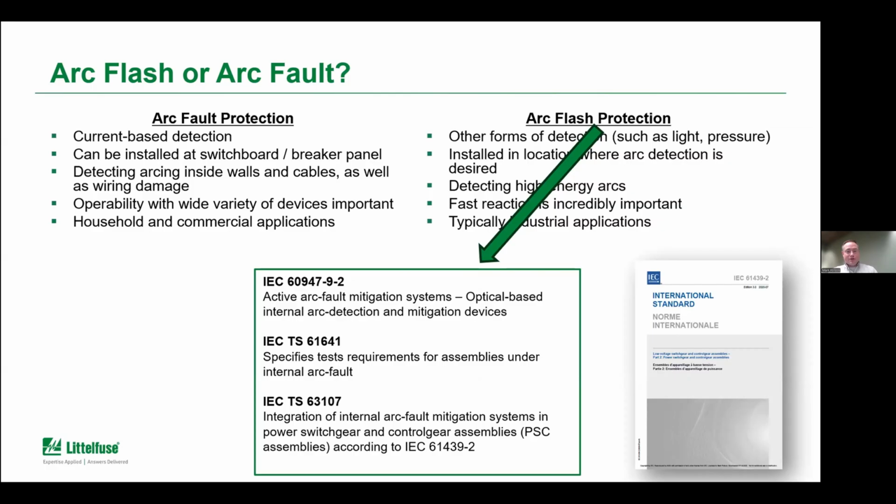And there are some good standards to review on these topics under the IEC banner. IEC 63107 talks about integration of arc flash detection systems into switchgear, into 61439. There's another document being worked on right now for a revision, 61641. And there is also a product standard for arc flash relays, IEC 60947-9-2. So these provide a good basis for some of the arc flash topic we'll talk about here in the next few slides.